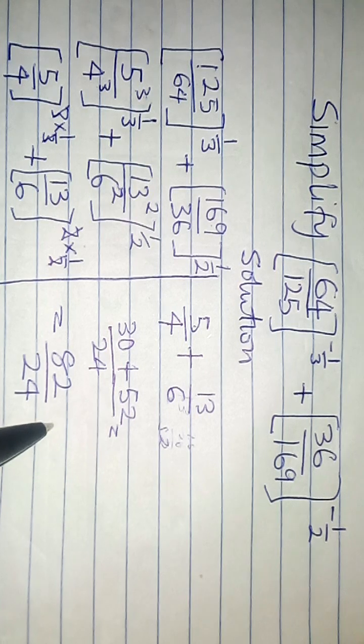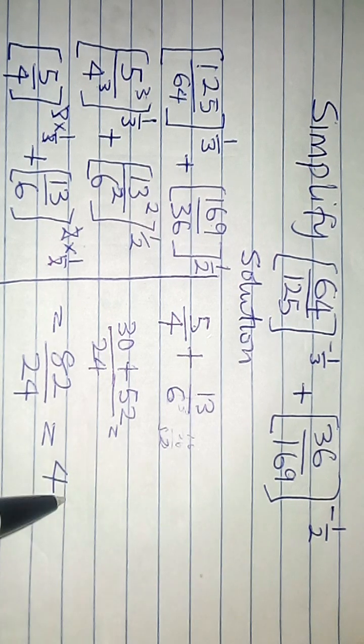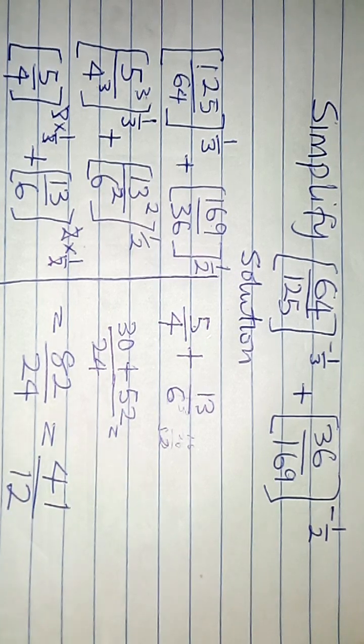And if we want to go further, we know that 2 can actually go into 82, which will give us 41. And 2 can actually go into 24, which will give us 12. So our final answer will be 41 all over 12.